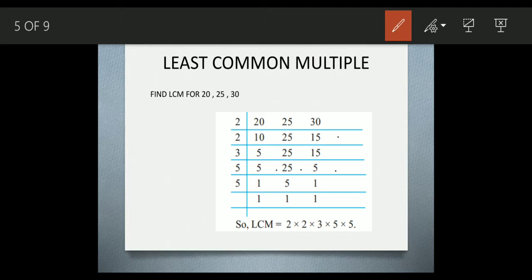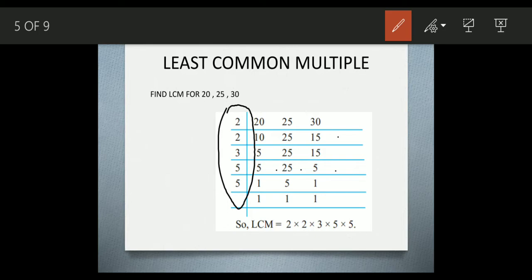2 into 2 into 3 into 5 into 5. Okay, so this is my LCM. Why did I stop here? Because I had 3 numbers, and now all the 3 numbers have become 1. So I can stop here. Once you stop, just multiply the divisors, or the factors, which are given on this side. So what are the factors I have? When I multiply 2 into 2 into 3 into 5 into 5, what will I get?